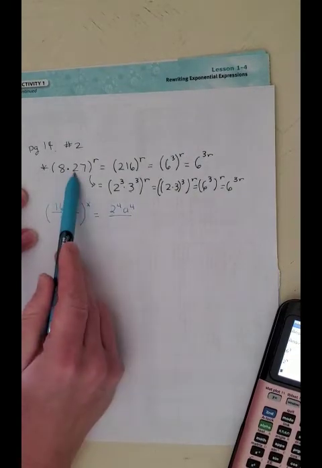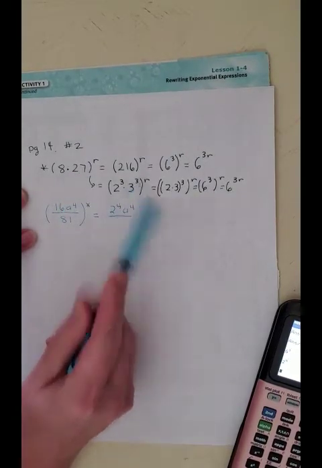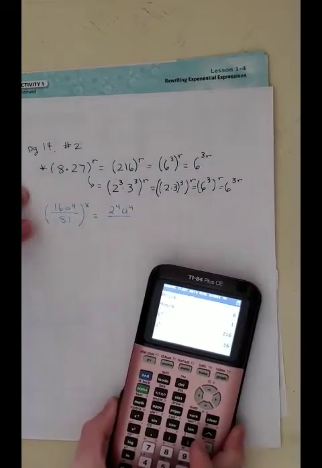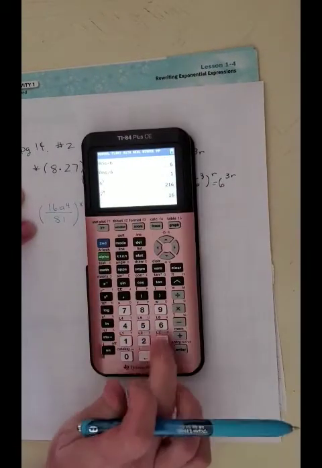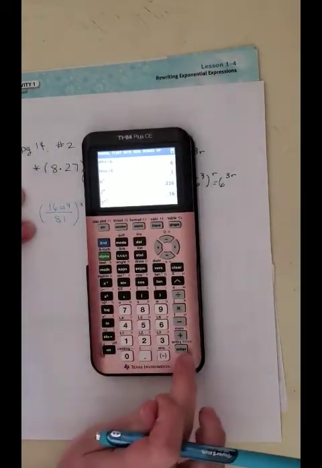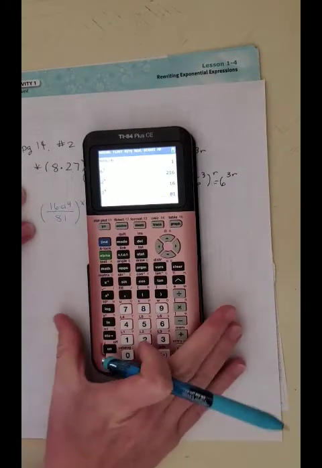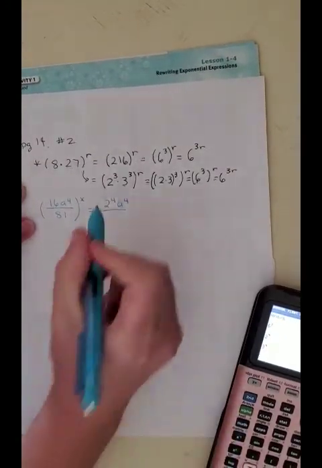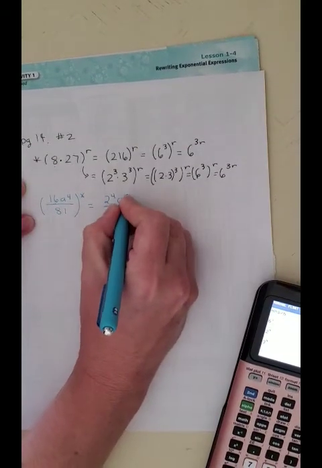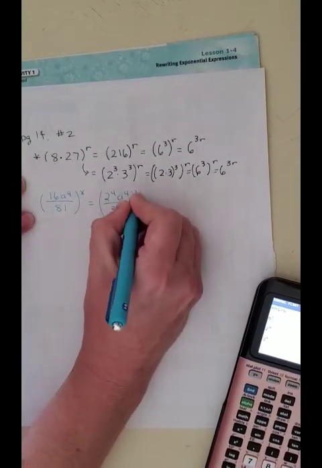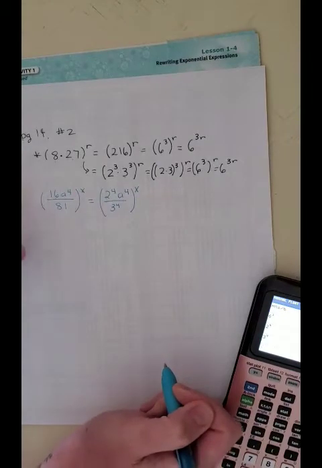Now I know 27 was 3 to the 3rd power, so 81, I believe, is 3 to the 4th power. Let's check it, and it's true. 81 is 3 to the 4th power. So I'm going to rewrite 81 as 3 to the 4th power. And remember, this is all being raised to the x power.